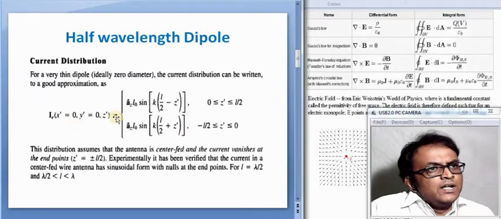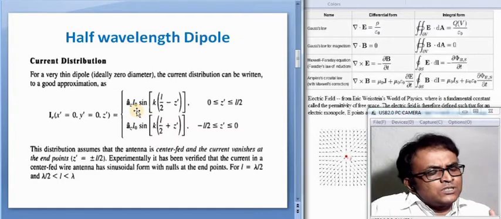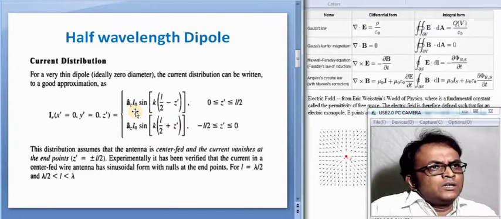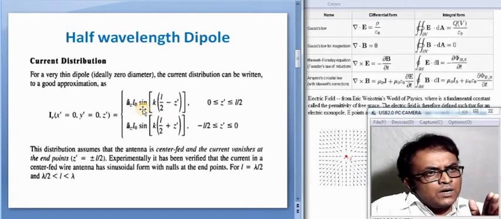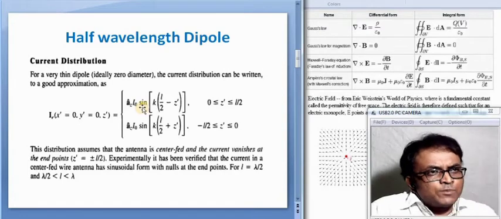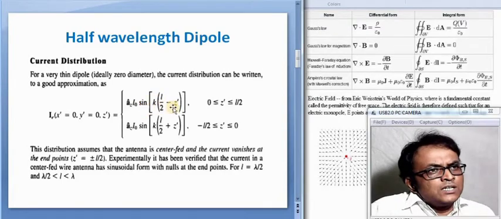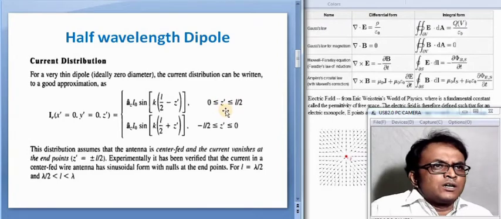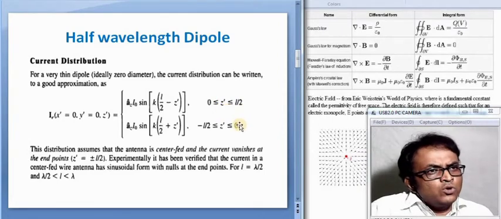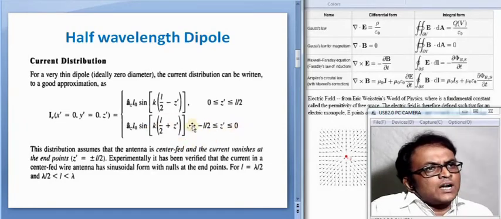and the other half is on the negative side of the z coordinate. Therefore, the current distribution can be written in terms of az, which is the directional vector in the z direction, and I0, which is the amplitude of the current, assuming a sinusoidal current for simplicity of the analysis. The propagation constant is k. For the positive side of the z coordinate, that is 0 to L by 2, and for the negative side, from 0 to minus L by 2, the current distribution will be like that.